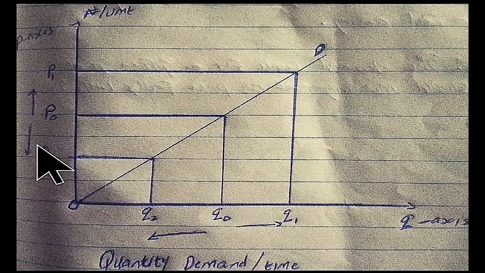Suppose the price falls, the quantity demanded falls. Suppose the price rose, the quantity demanded increased from Q0 to Q1. Have you seen that there is a breach in the general rule of demand?